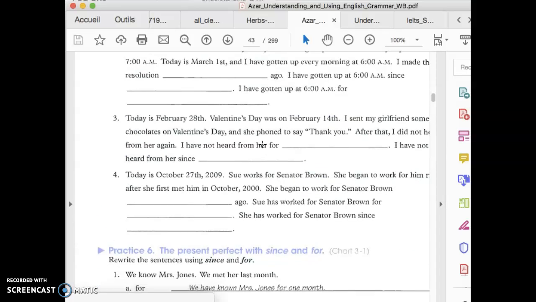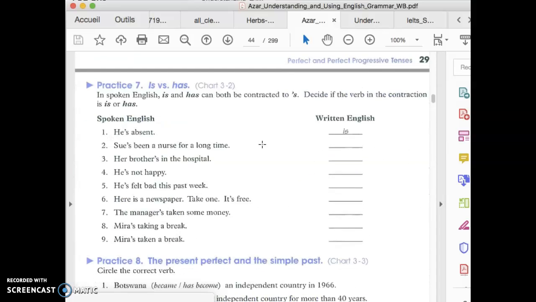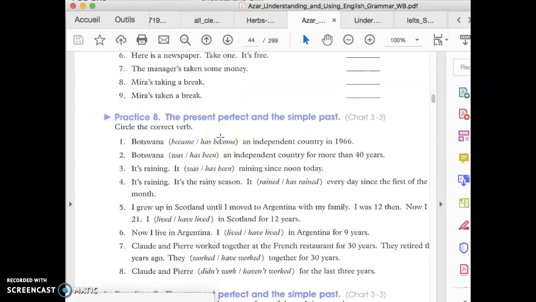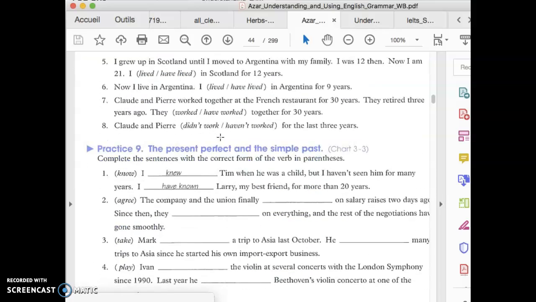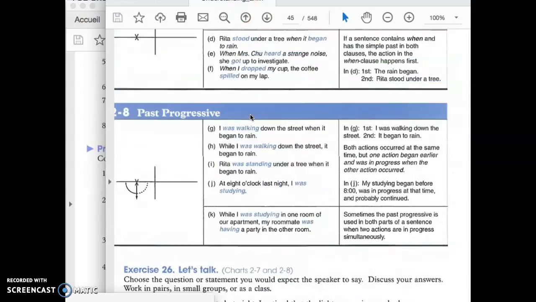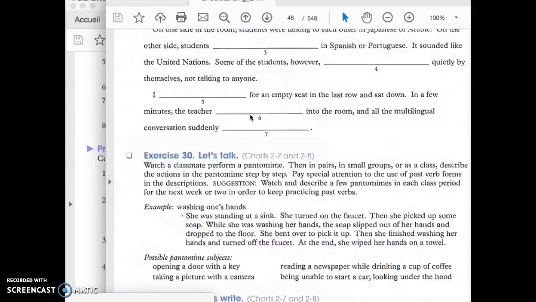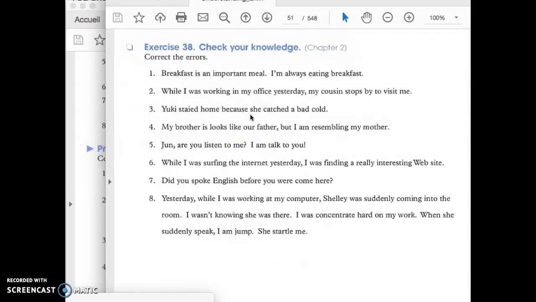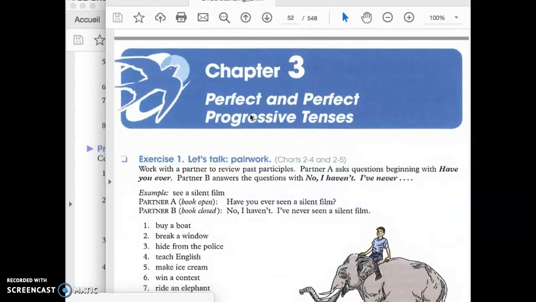And page 30, what was that? Here. Is and has, present perfect and simple past, practice 8 and 9. Okay? You don't have to do it, but this is something you're going to have to work on. Now, if I go back, this is a workbook based on the 4th edition, and this is the theory. So the theory is quite simple, but still, there is a lot of stuff. This is chapter 3 of the 4th edition, the normal book, not the workbook.